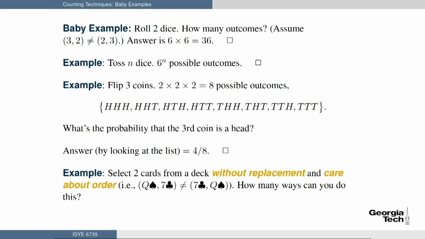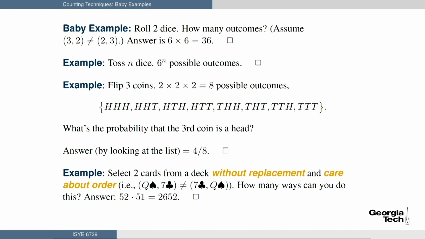So after that long-winded discussion, how many ways can I select 2 cards from a deck without replacement where I care about order? Well, it's easy. I can select the first card 52 ways, and then regardless of what card I picked in the first pick, I can select the second card 51 ways. So that's a total of 2,652 ways to select two cards.